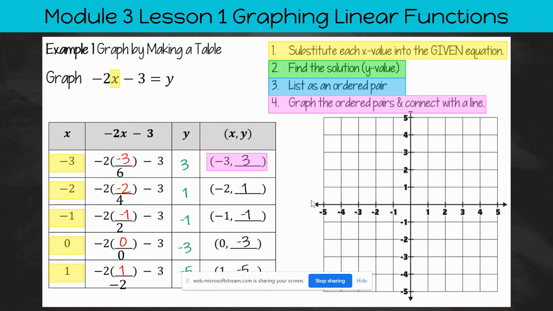So first we're going to graph negative 3, 3. So we're going to go negative 3 on our x-axis and up 3 on our y-axis, and there is our point. Then we're going to have negative 2, 1, negative 1, negative 1, 0, negative 3. So we're on our y-axis because our x is equal to 0, and negative 3 is going to be right there. And then we have 1, negative 5. So we're going to go across 1 on our x-axis and down 5 on our y. Once we have all of our points listed and graphed, we connect them with a line.